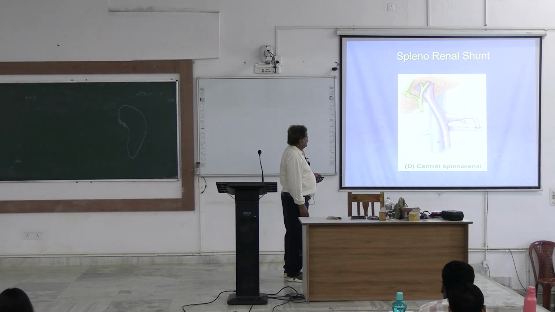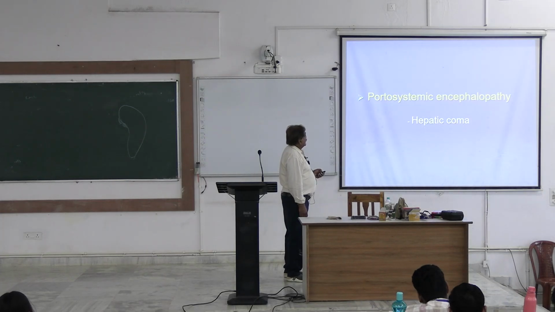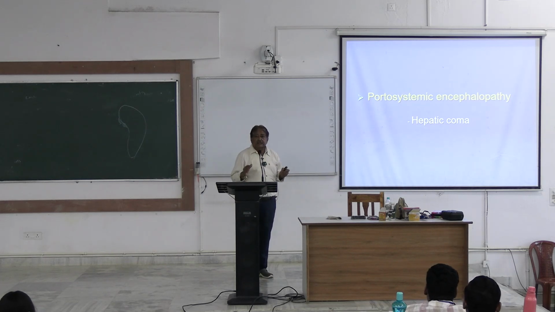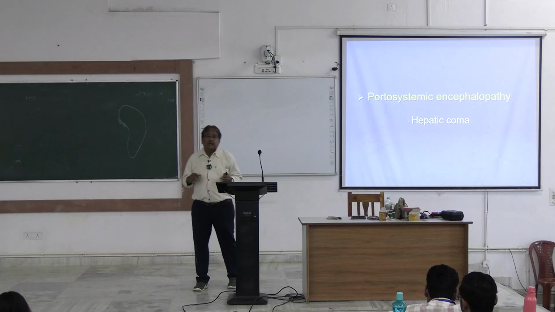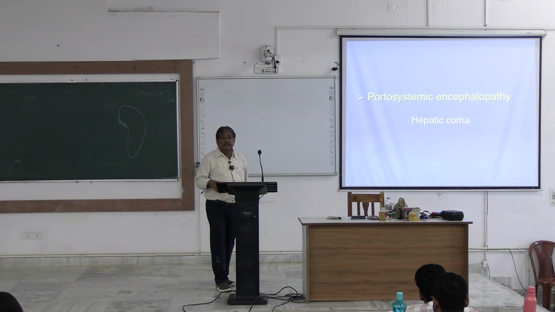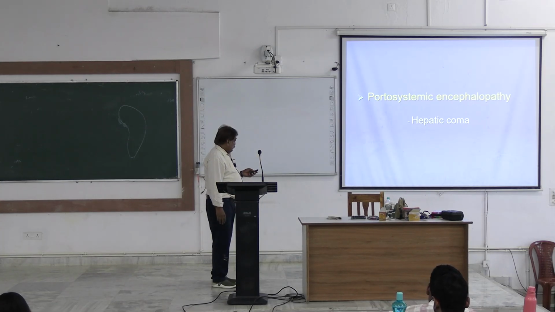Central splenorenal shunt. Transjugular intrahepatic portosystemic shunt. This is portosystemic encephalopathy, hepatic coma, encephalopathy. Then ascites, or jaundice might be there, if there is any malignant growth that gives pressure to the portal vein.